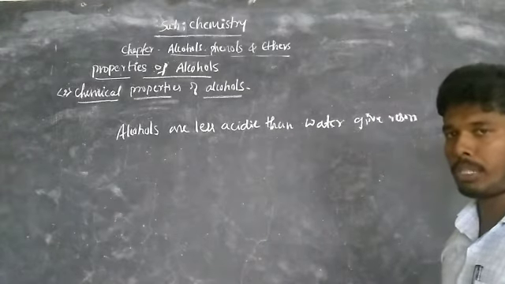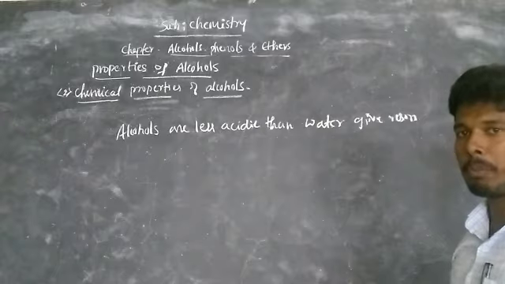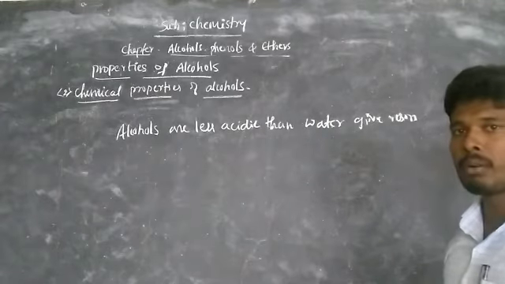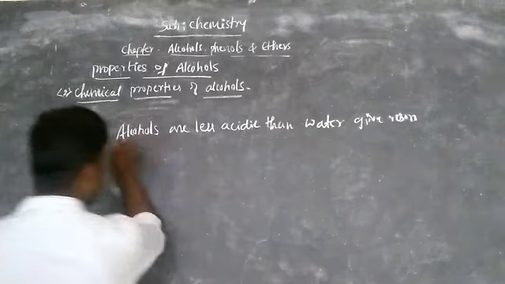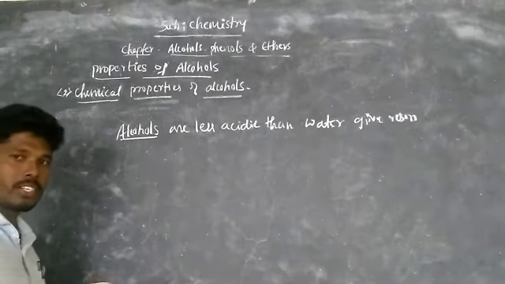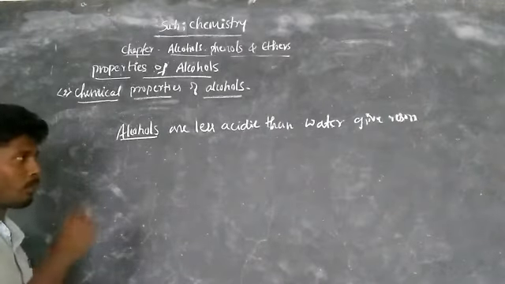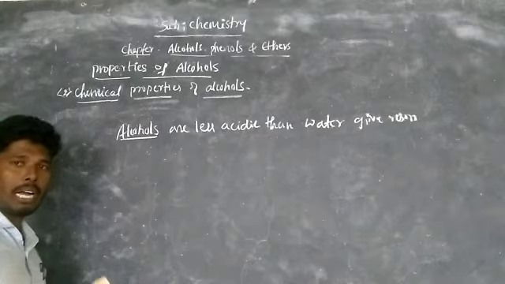Already I told, due to the presence of an electron donating group, the methyl group, the primary alcohol is more acidic than secondary and tertiary. So all alcohols, whether primary, secondary or tertiary, doesn't matter, are less acidic than water. It means water is more acidic than alcohol.